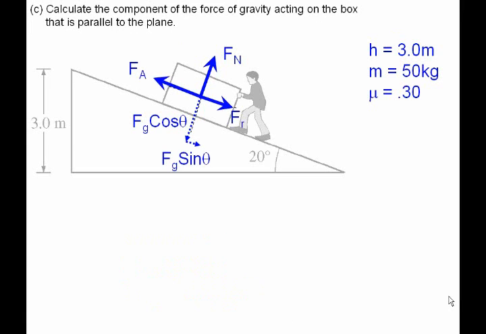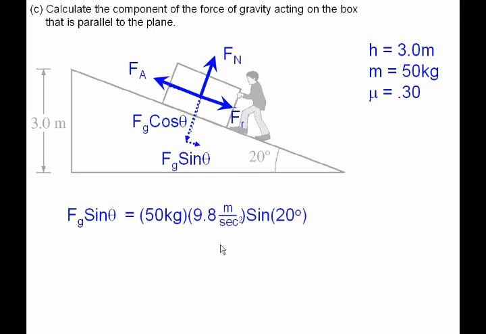Part C, they're asking for the component of the gravity that's acting parallel to the plane, so that is the sine side. So Fg sine theta is m times g times the sine. 167 rounds up to 200 again because of that 50 kilograms.